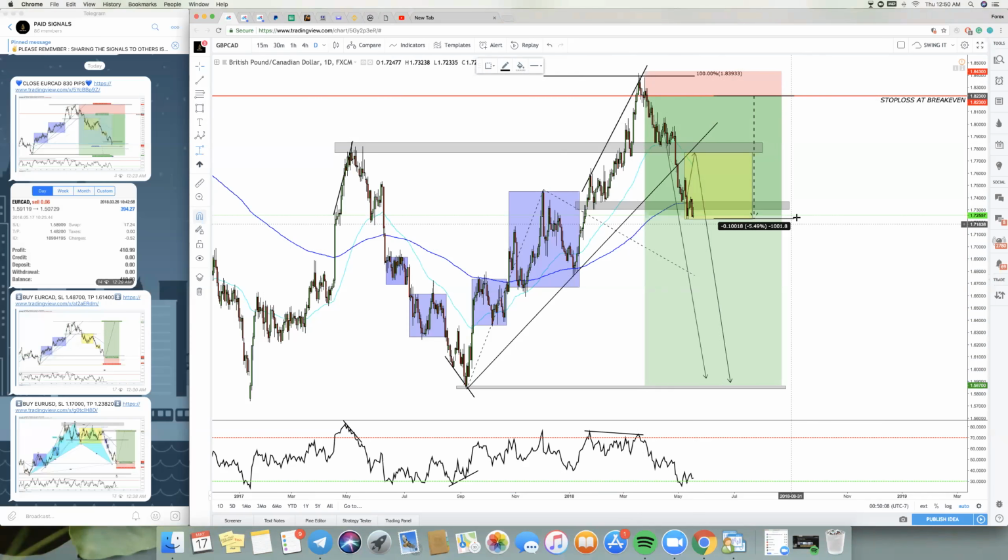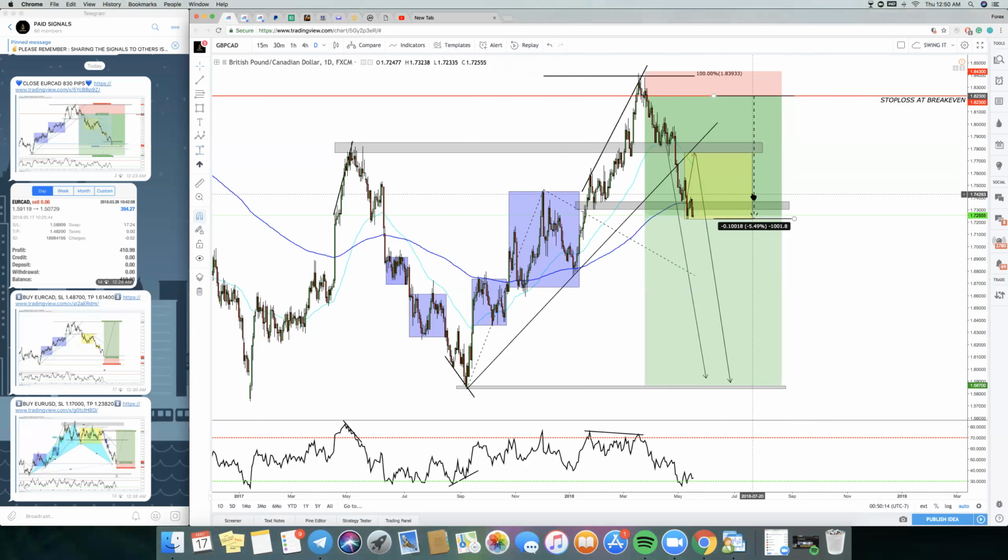Right now it's overall at 1,000 pips in profit. This is my biggest trade ever. 1,000 pips trade. Yeah, literally. I'm not kidding. GBP CAD.